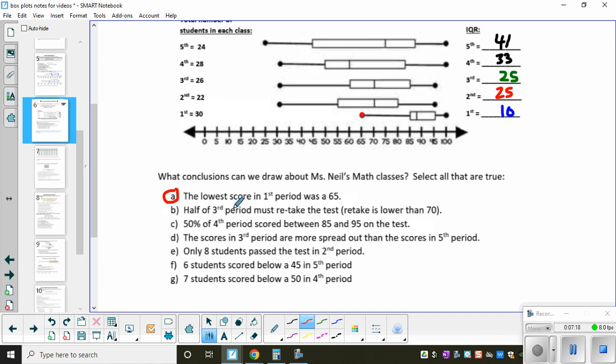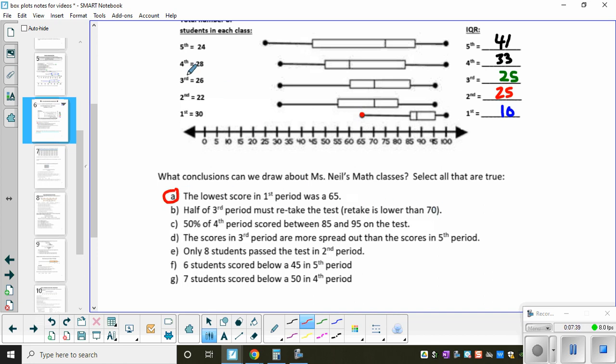Now, half of the third period class must retake the test, and it looks like in this school in this class to retake, you must have gotten lower than a 70. So basically, we care to see if half the class in third period is below the 70. Another way of asking this is, is the median a 70?